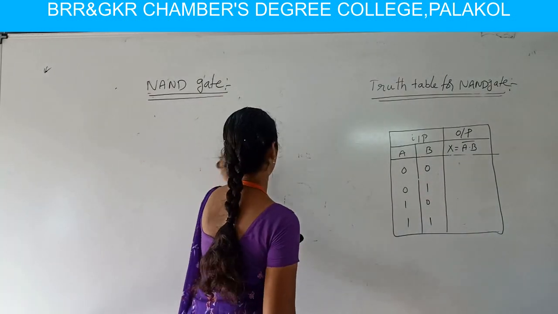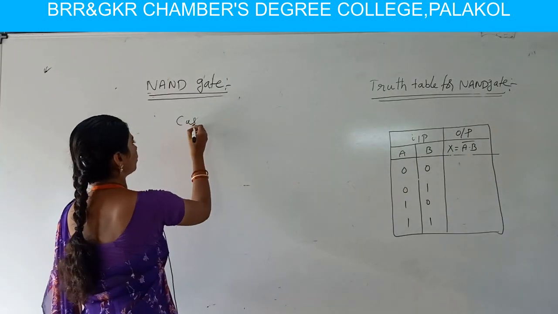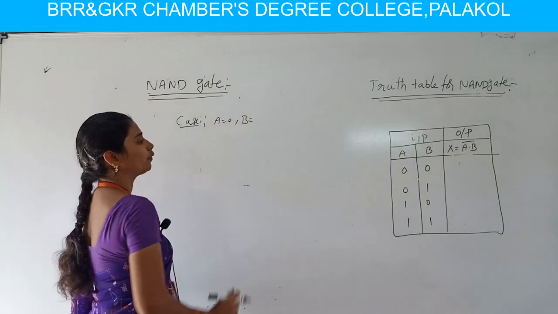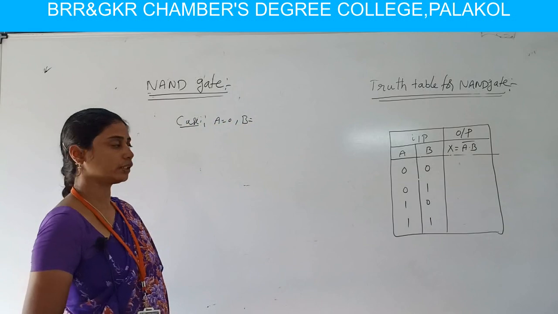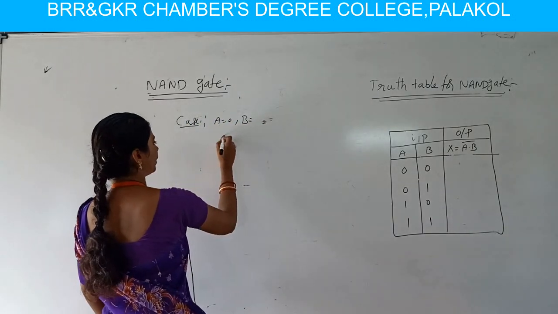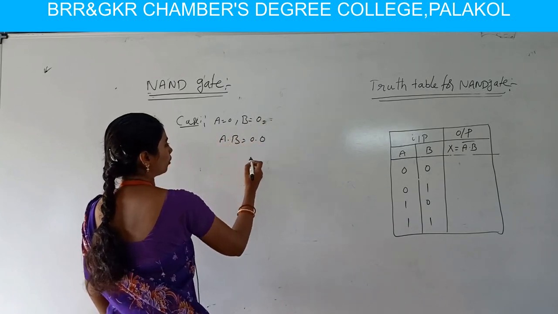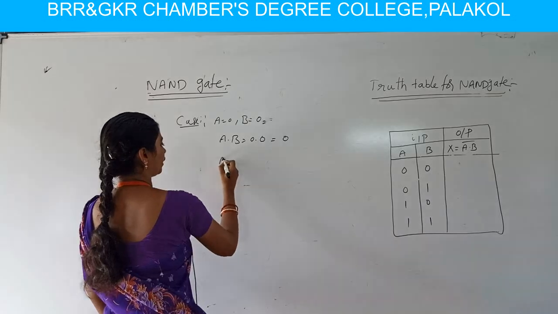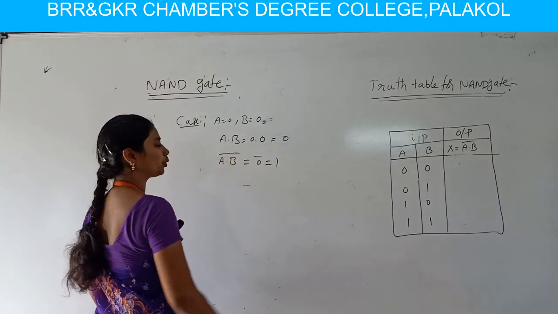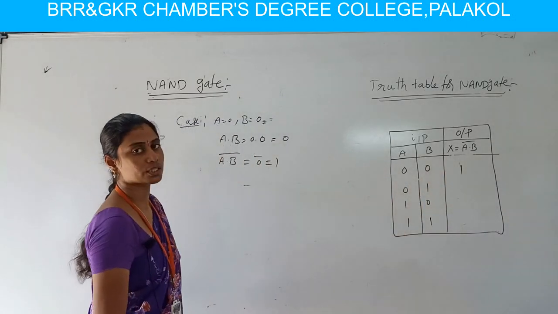For the first case, A equal to 0 and B equal to 0. The binary operation is AND followed by NOT. It means first we have A dot B, 0 dot 0, which is 0. Finally the operation is A dot B whole bar, 0 bar, so we have the output as 1.